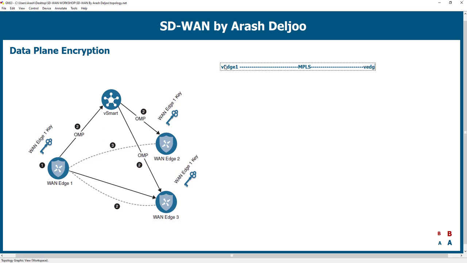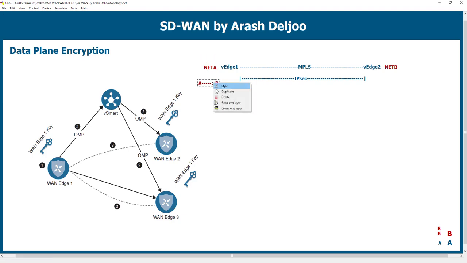Okay, vEdge1 and then vEdge2. After exchanging OMP routes, finally we should have IPsec sessions, IPsec tunnels between these two vEdges to send real traffic from vEdge1 to vEdge2. For example, if here is net A, the service side of vEdge1, and here is net B, the service side of vEdge2, we can send traffic from net A to net B over this IPsec session.